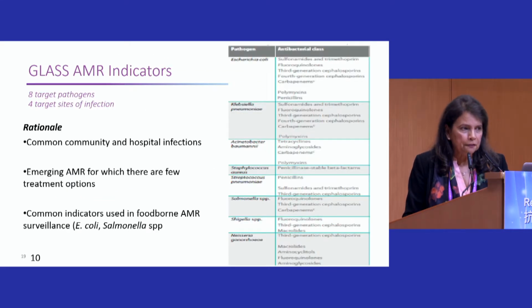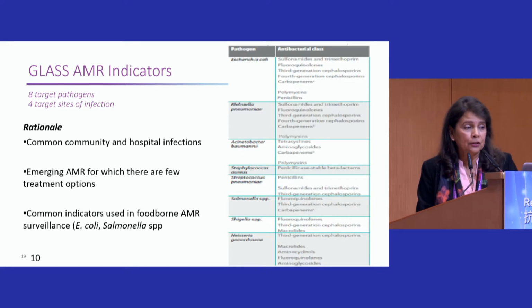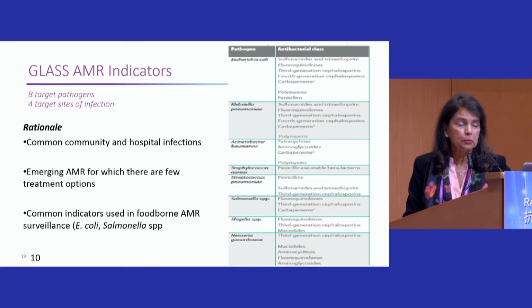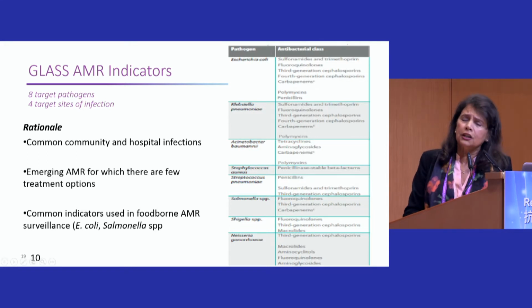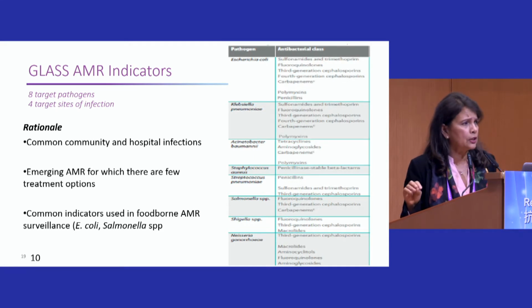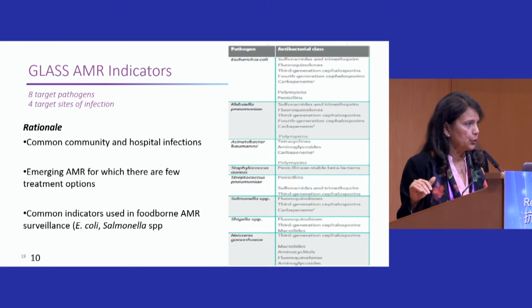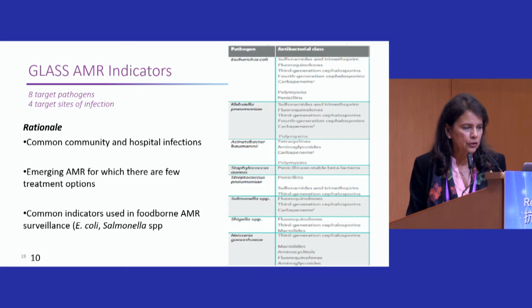In terms of the specific GLASS indicators, I mentioned that we elected for this beginning 4 sites of infections, and in terms of pathogens, 8 target pathogens. These are basically pathogens that cause common community and hospital infections, and are pathogens for which we are really running out of treatment. The third criterion for choosing pathogens was to have some pathogens that are common to the food chain, already thinking about common indicators for integrated One Health surveillance.